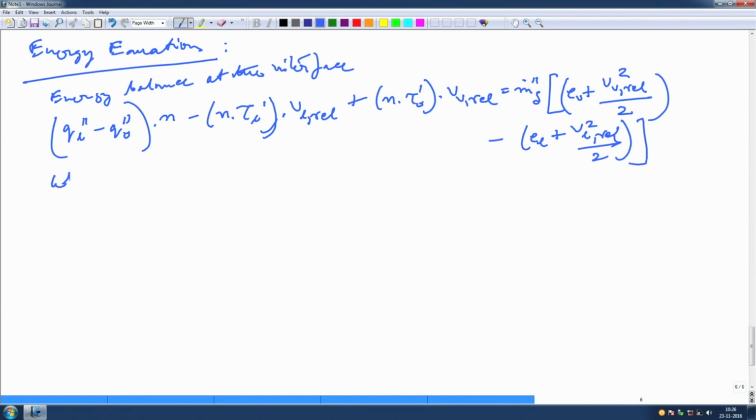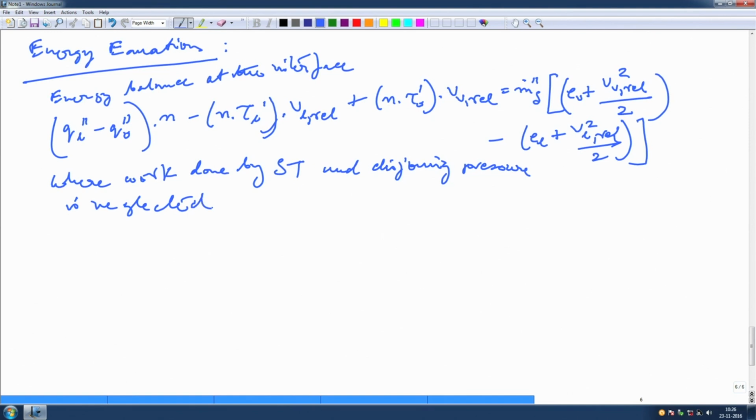Okay, where in this particular form, the work done by surface tension ST and disjoining pressure is neglected. Okay. And the velocity of the reference frame is taken as the interfacial velocity VI.